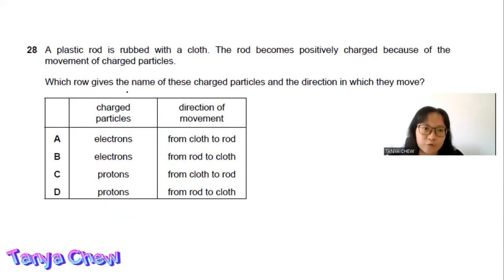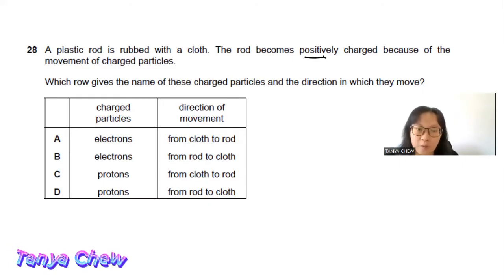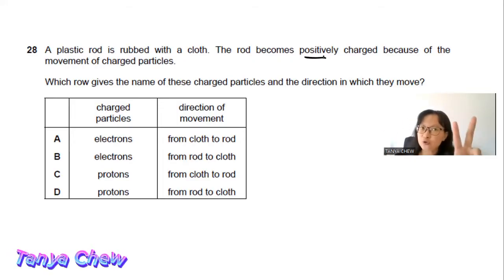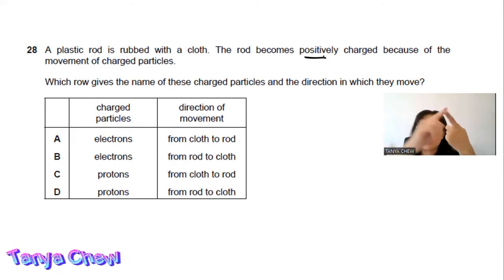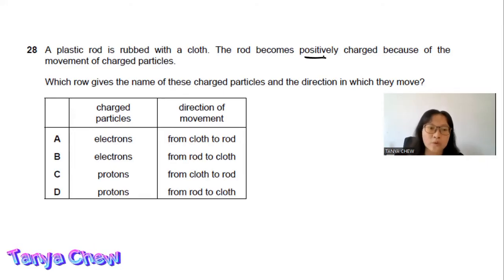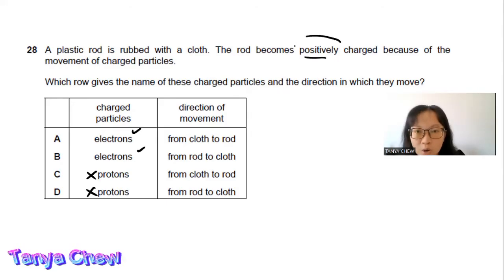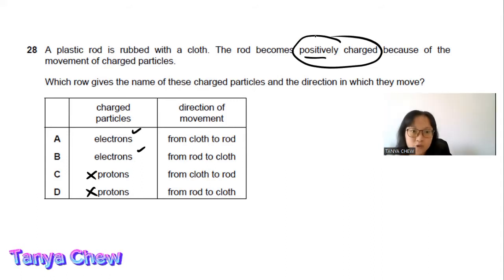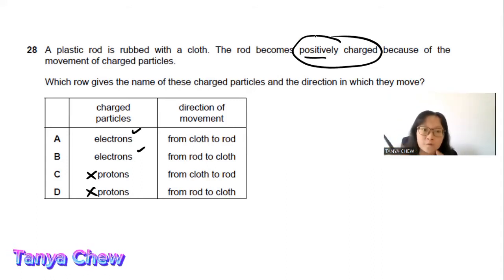Question number 28. A plastic rod is rubbed with a cloth. The rod becomes positively charged because of the movement of the charged particles. Which row gives the name of these charged particles and the direction in which they move? There are only 2 charged particles, which are protons and electrons. You have to bear in mind the charged particles that can move are only electrons. So say no to C and D. And since the rod becomes positively charged, that means the electrons have already moved out from the rod. So the electrons are moving from the rod to the cloth. B is the answer.